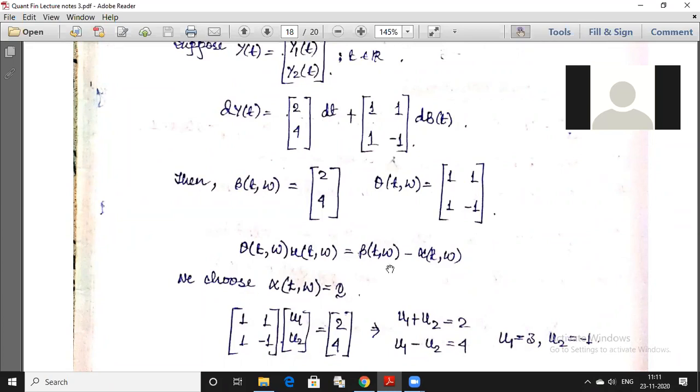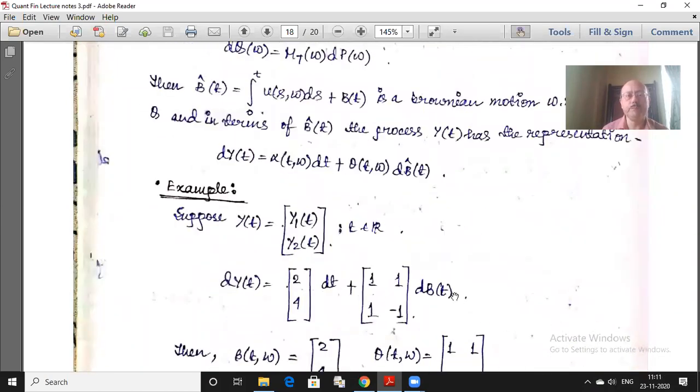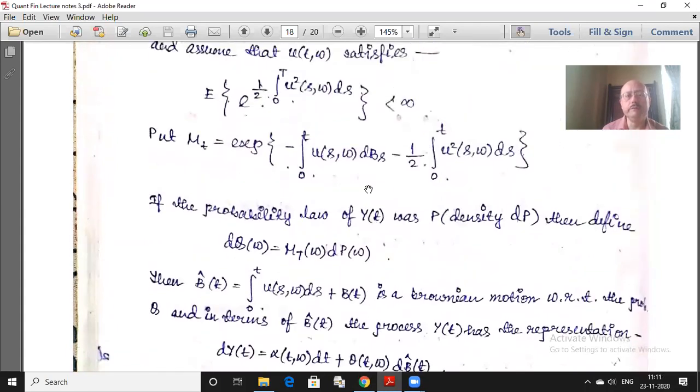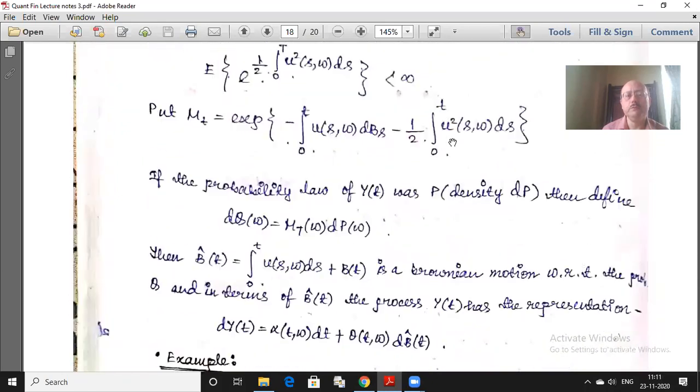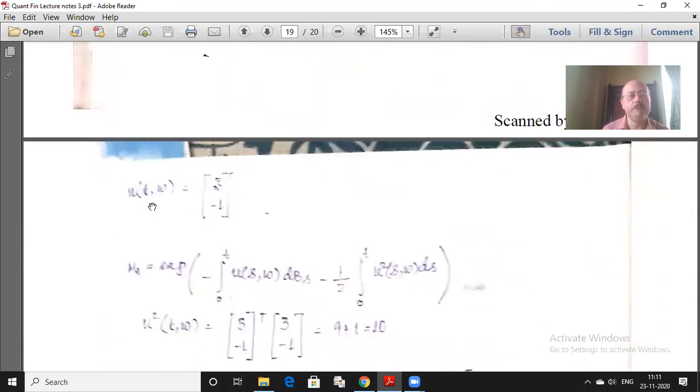So this is just two variables in two linear equations. Two variables, two equations. This is non-singular, so I can take an inverse. I'll just do the inverse. So this is the pair of equations here, and I can solve. I can find u1 equal to 3, u2 equal to -1. So the new drift, this u, will be given by 3 and -1. So u is 3 and -1.